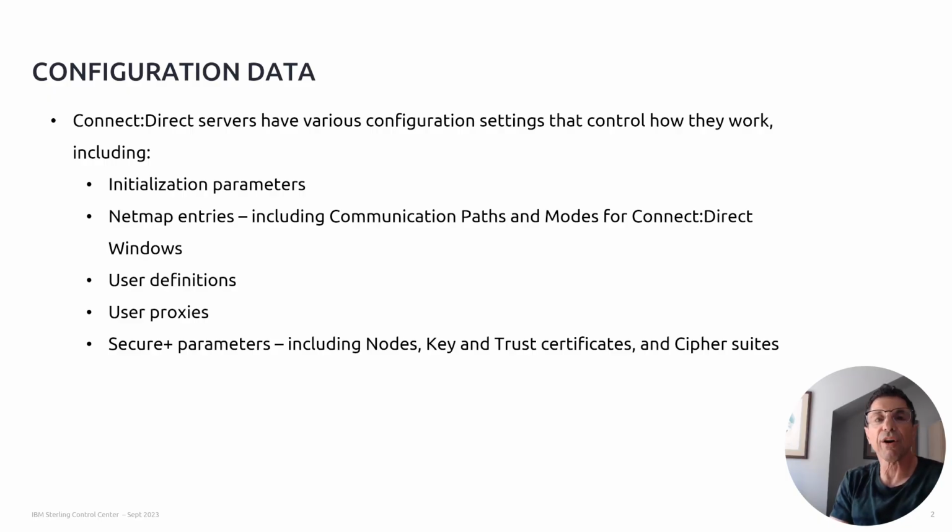As you know, all your Connect:Direct servers have various configuration settings that control how they work, including init parms, netmap nodes, and on Windows servers, commands and modes, your user definitions, also known as user functional authorities, user proxies, only on Connect:Direct Unix and Windows servers, and finally, Secure Plus parameters, including the nodes, the key and trusted certificates, and the cipher suites.